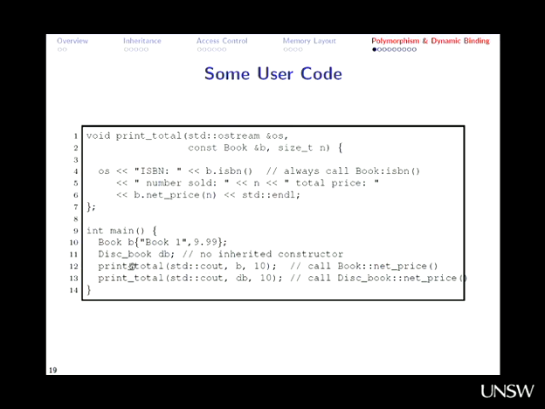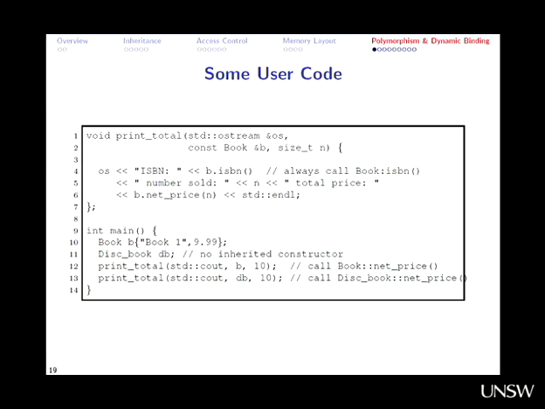Even though this print total is taking in this const book, so this here is taking in a reference to book B, and even though one of these things is a discounted book, because it's got the virtual, because it's been overridden, it will call the correct function.